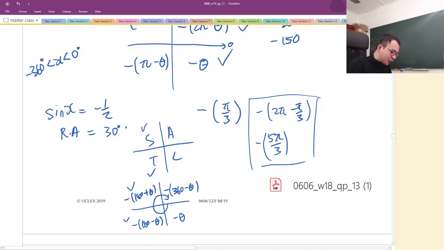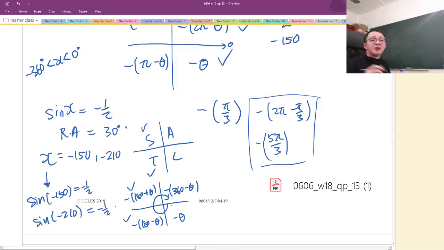So I need to take these two quadrants. It's 30 degrees, so 180 minus 30, you get 150. So it's negative 150. And this one is 180 plus 30 degrees, so it's 210, and add a negative, negative 210. Then you can always double check by typing in your calculator. You type sine negative 150, the calculator will tell you it's negative half. And you type sine negative 210, the calculator will tell you it's negative half as well. This is how we do the negative angle. For radians, you just change the 180 into pi, and you should be able to get the correct answer.